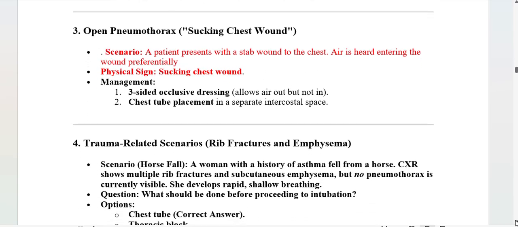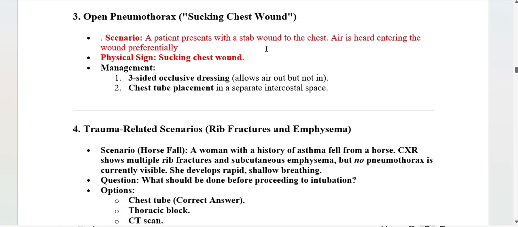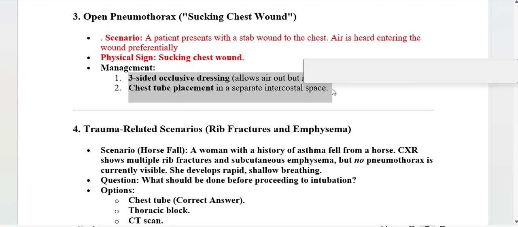Okay, let's move to the other scenario. A patient presents with a stab wound to the chest. Air is heard entering the wound preferentially. Physical sign: sucking chest wound. Management: three-sided occlusive dressing, so air goes out but not in. Then chest tube placement in a separate intercostal space.